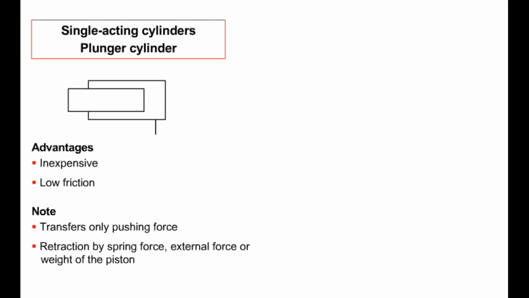Retraction of the piston rod can only occur by a spring, or due to an external force, or through the weight of the piston itself. This could be a problem if the cylinder is horizontally mounted, since the external force cannot push the piston rod back into the cylinder by gravitational force. Plunger cylinders are typically used in presses.